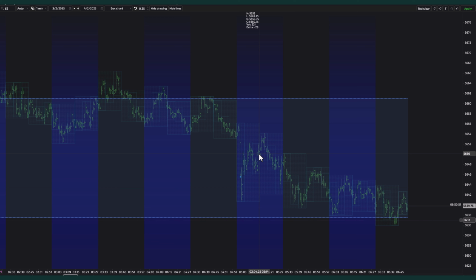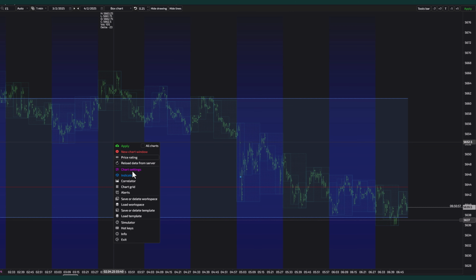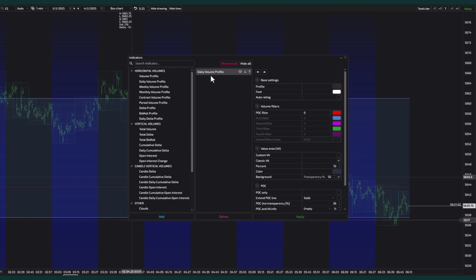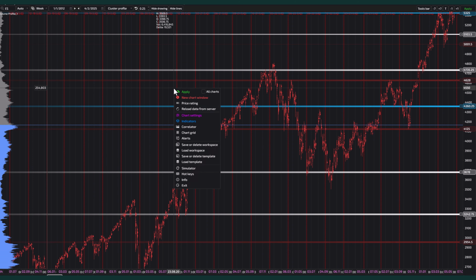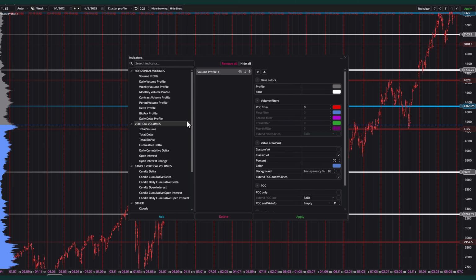Okay? I want you not to confuse volume profile with the daily volume profile. Here we use, once again, daily volume profile for precision, for our entries, for intraday trading, and for every other time frame, like weekly, we use just general volume profile.